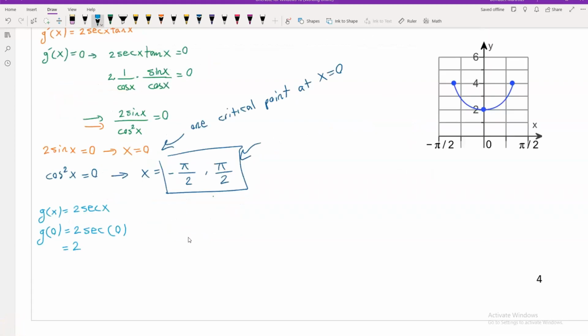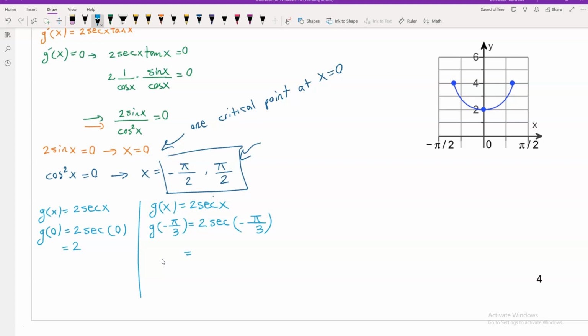Now evaluate g of x at the critical point x equal to 0. So g of 0 is equal to 2 times secant 0, and secant 0 is 1. So 1 times 2, the answer is 2. Now evaluate g of x at the endpoints. Our closed interval is negative pi over 3, comma pi over 3. So here I have negative pi over 3.